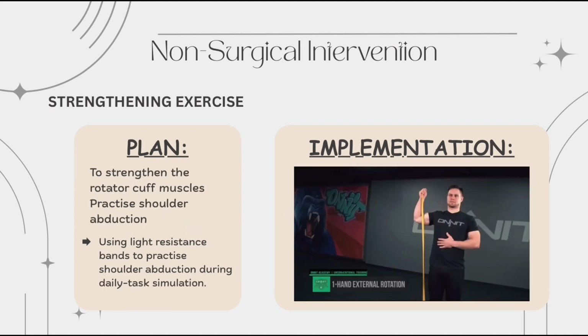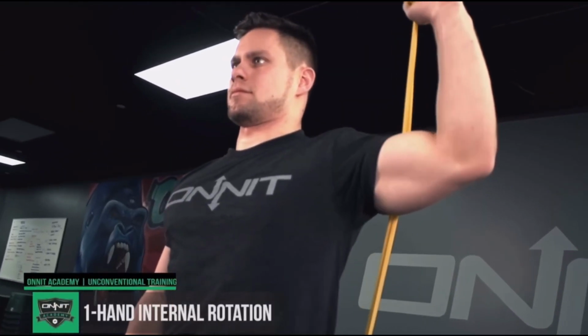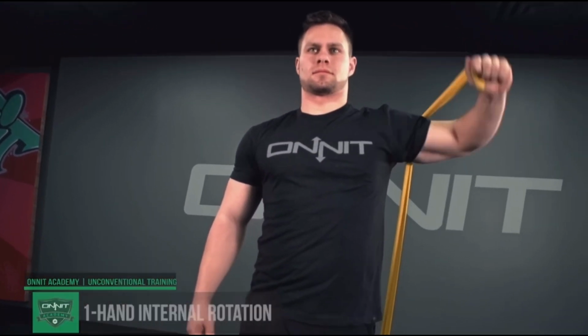The next intervention is strengthening exercise. This exercise focuses on strengthening the rotator cuff muscle because this muscle plays a key role in stabilizing the shoulder joint, especially after injury or surgery. Shoulder abduction is practiced because it is a functional movement needed for many daily activities such as reaching, dressing, and grooming. Light resistance bands are used to ensure the exercise is safe and controlled, preventing excessive strain while still promoting muscle strengthening. By incorporating daily task simulation, the patient is able to practice functional movements which help improve carryover into real-life activities.